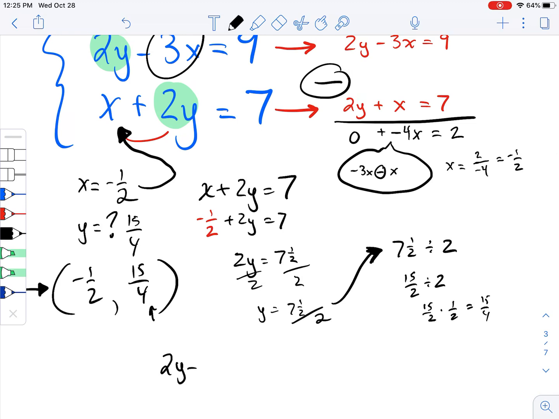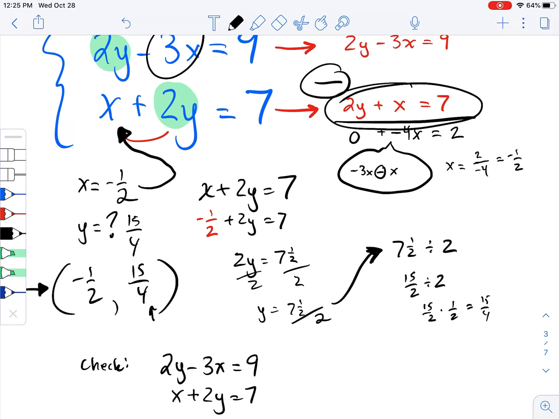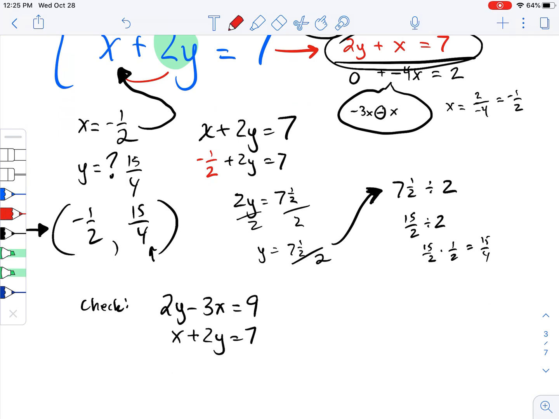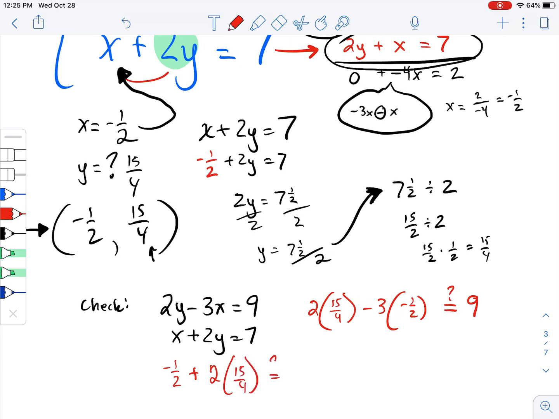So my original equations are 3y minus 3x equals 9, x plus 2y equals 7. Use your original equations so that just in case you made an error when you manipulated them, you use the originals. So I need to make sure that 3 times 15/4 minus 3 times negative 1/2 actually equals 9. And if I do negative 1/2 plus 2 times 15/4, does that actually equal 7? So take the time to do that and make sure it checks.